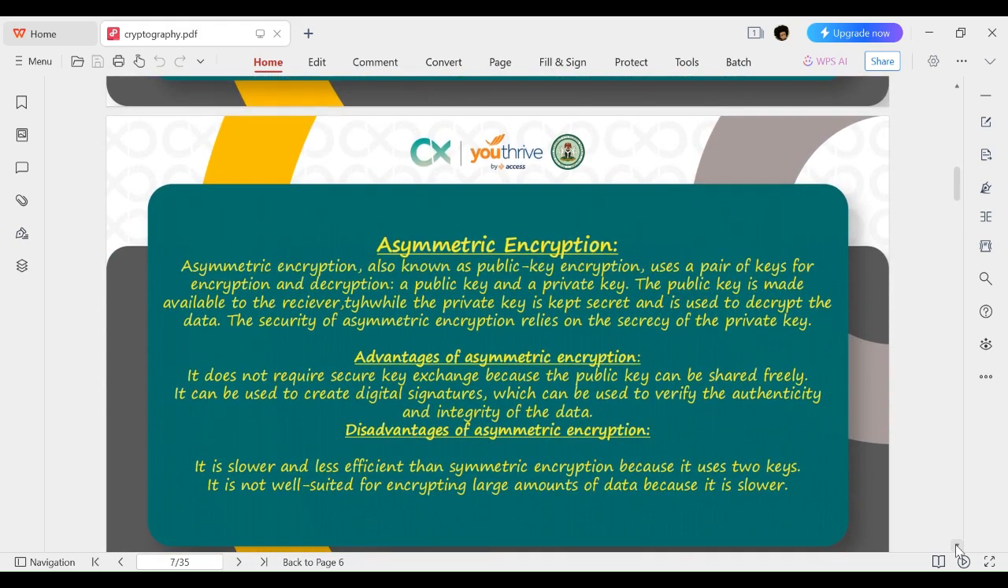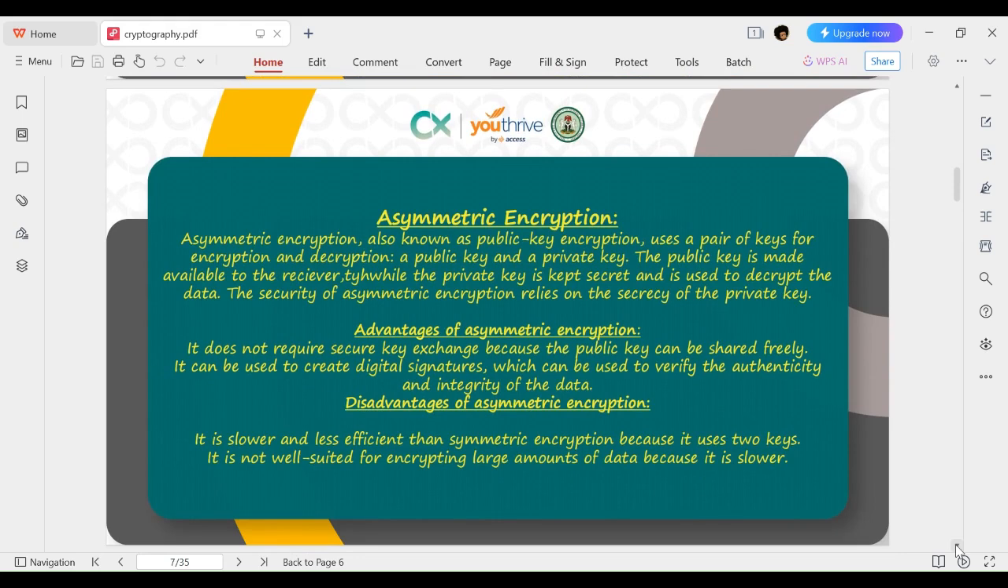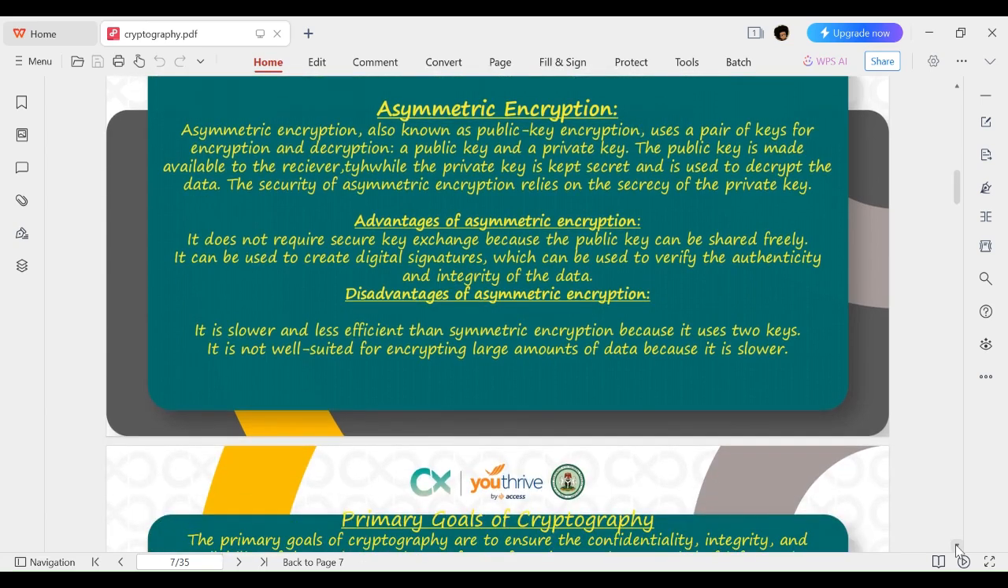So, what is asymmetric encryption? Asymmetric encryption, also known as public key encryption, uses a pair of keys for encryption and decryption, a public key and a private key. The public key is made available to the receiver, while the private key is kept secret and is used to decrypt the data. The security of asymmetric encryption relies on the secrecy of the private key.